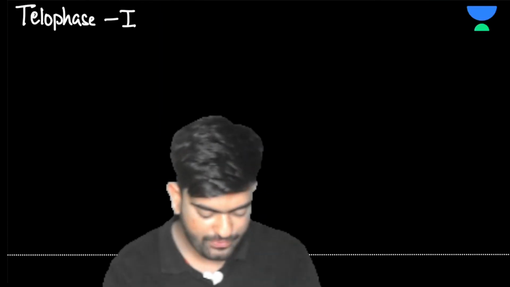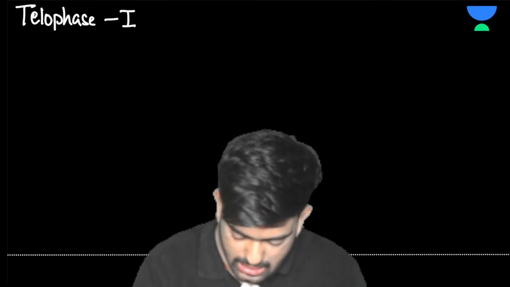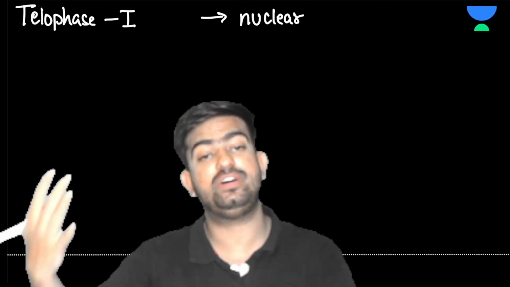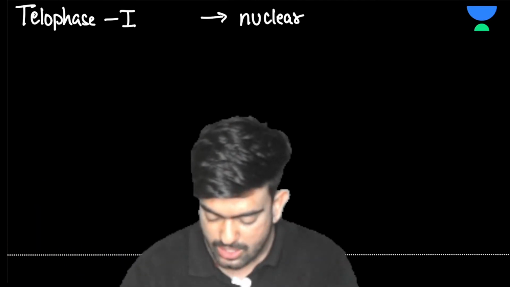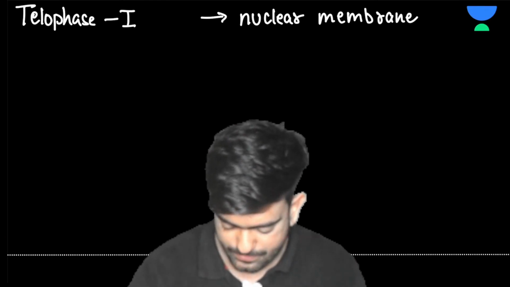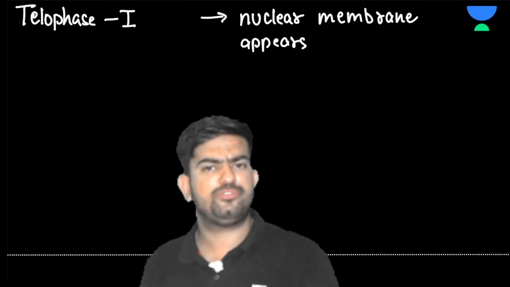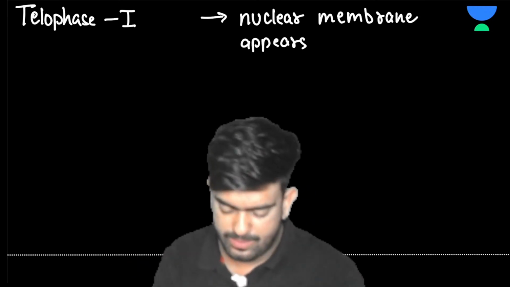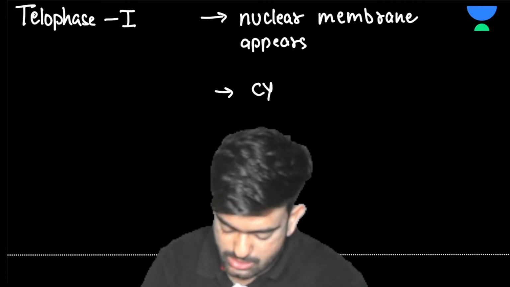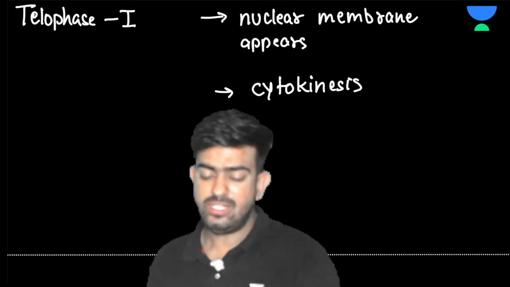That's very good. So telophase 1, how can I write here? In telophase 1, we are going to write that the nuclear membrane reappears, everything reappears, the reverse of prophase 1. Of course, the nuclear membrane appears, and whatever things happened, condensation of chromosomes and all, they are again going to be reversed. And in this, cytokinesis also takes place. Cytokinesis is done.